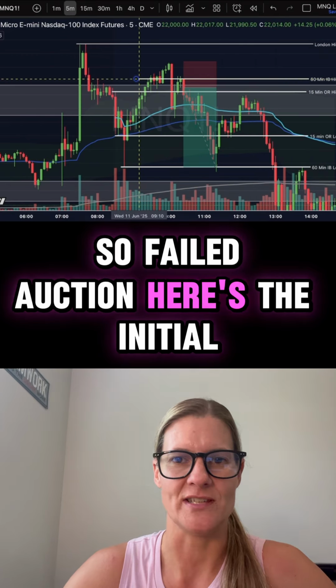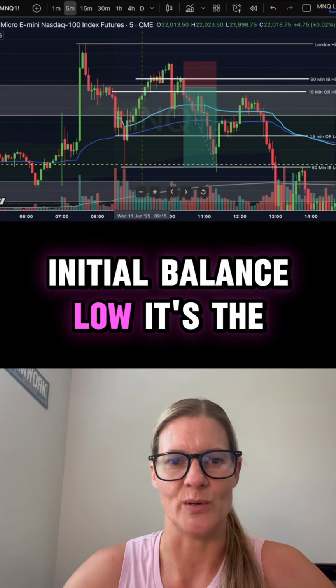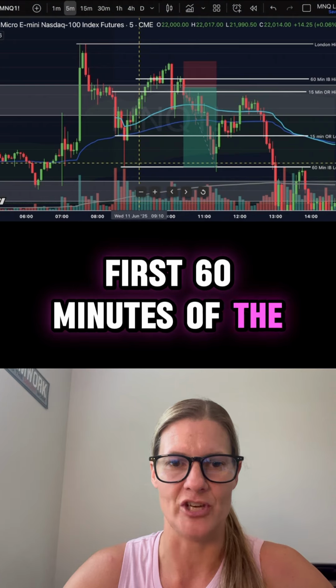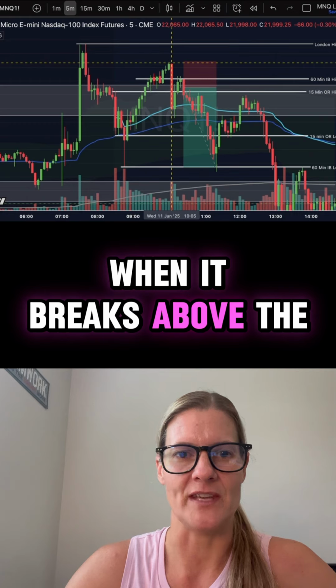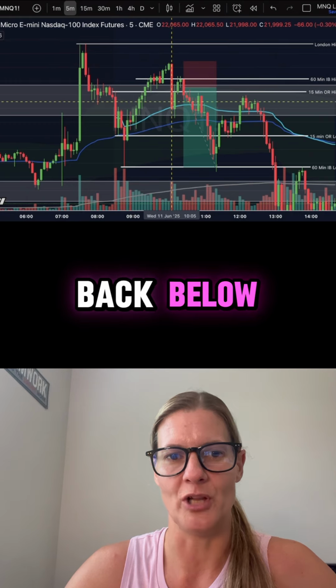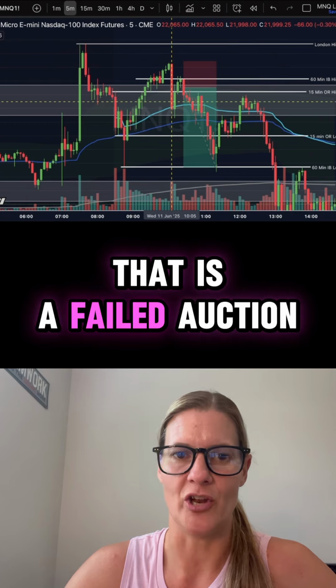So failed auction, here's the initial balance high, initial balance low. It's the first 60 minutes of the New York session, New York Open. When it breaks above the initial balance high and it falls back below, that is a failed auction.